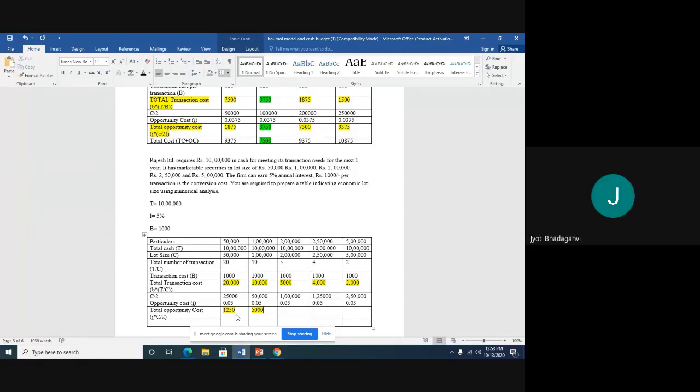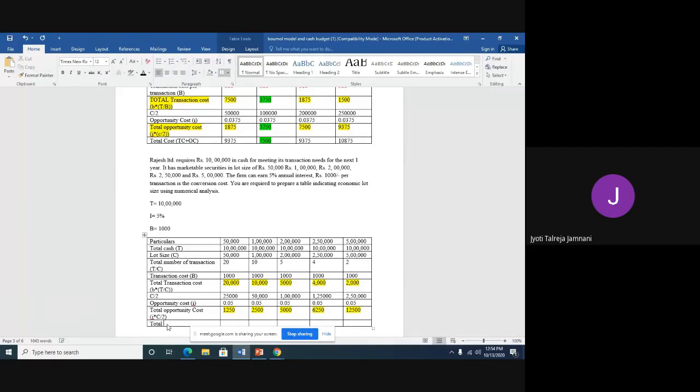2,500. 1 lakh into 0.05 is 5,000. 1 lakh 25,000 into 0.05 is 6,250. 2 lakh 50,000 into 0.05 is 12,500. So now we can write the total cost.